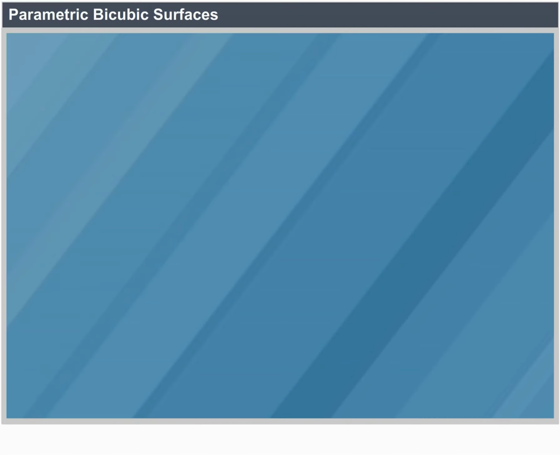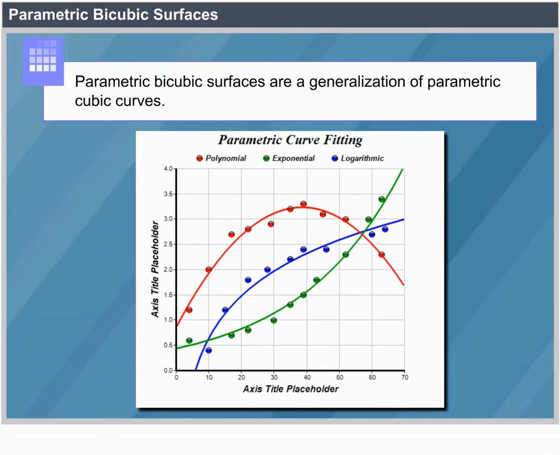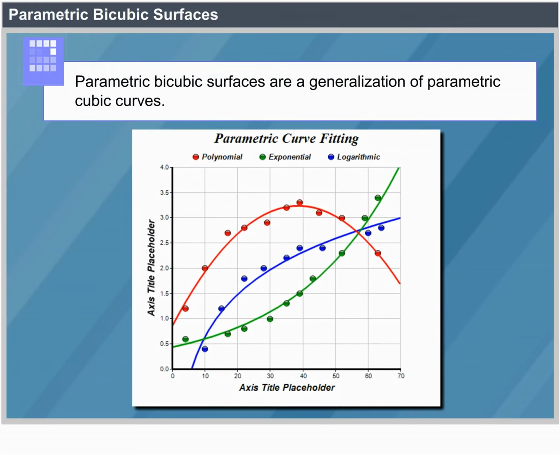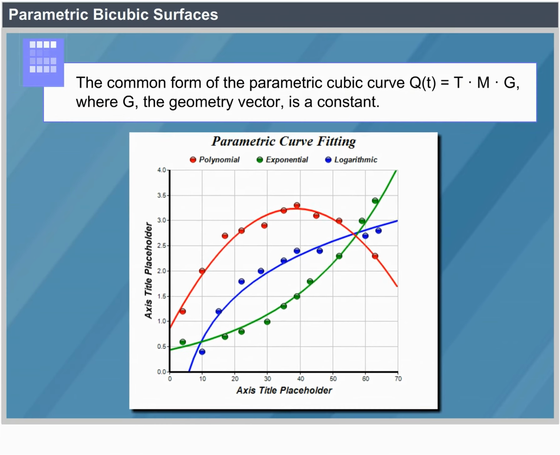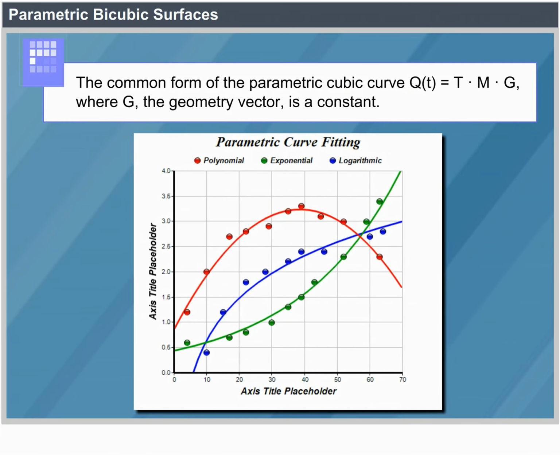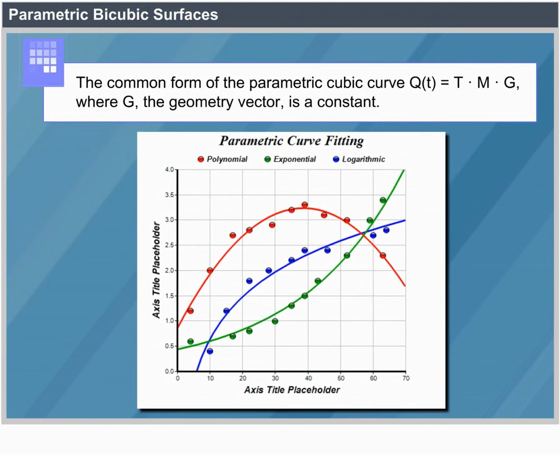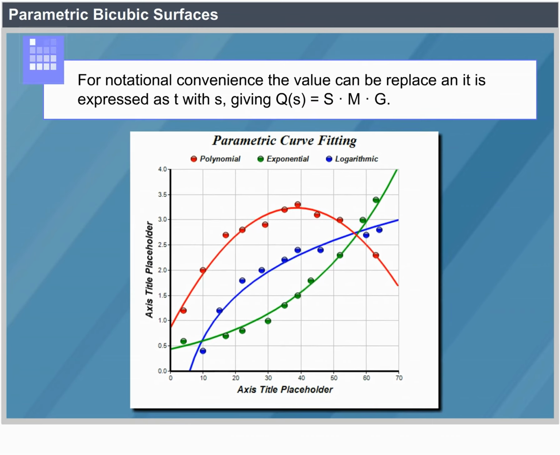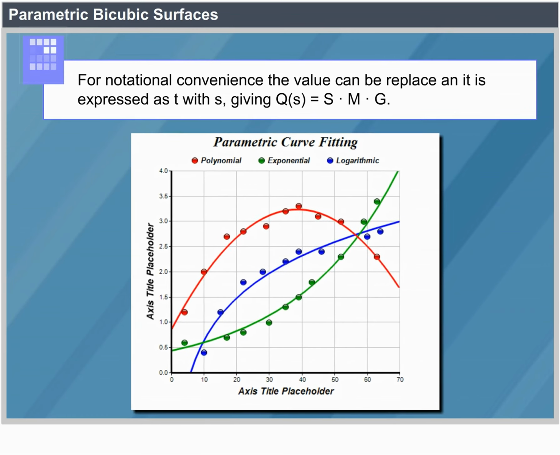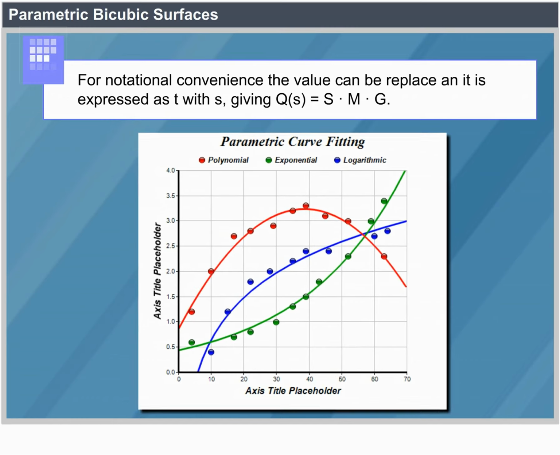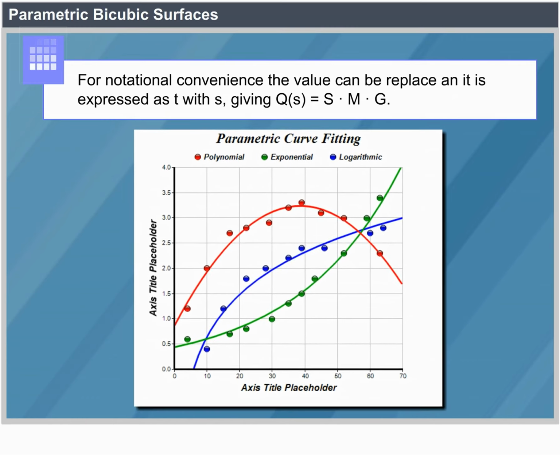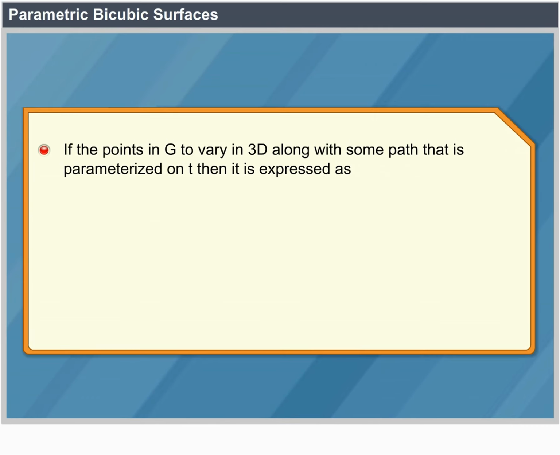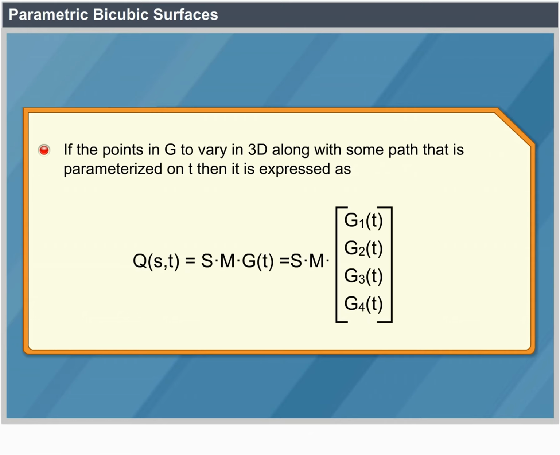Parametric bicubic surfaces. Parametric bicubic surfaces are a generalization of parametric cubic curves. The general form of the parametric cubic curve Q of t equals T and M and G, where G is a geometry vector, is a constant. First, for notational convenience, we replace t with s, giving Q of s equals S and M and G. If we now allow the points in G to vary in 3D along some path that is parameterized on T, we have the following representation.